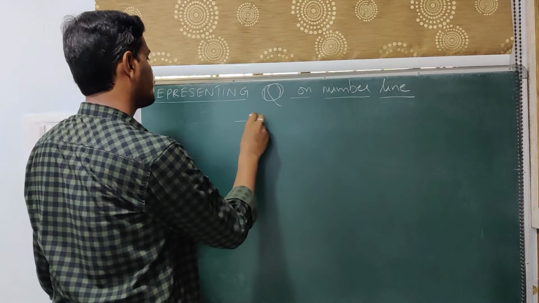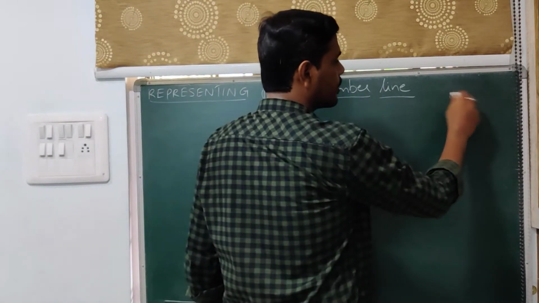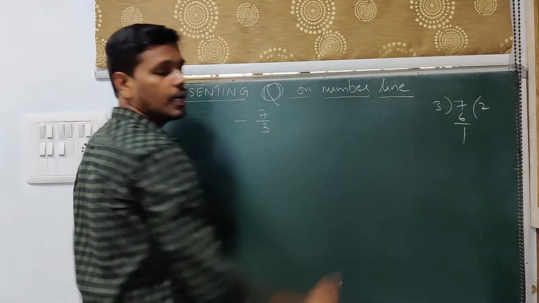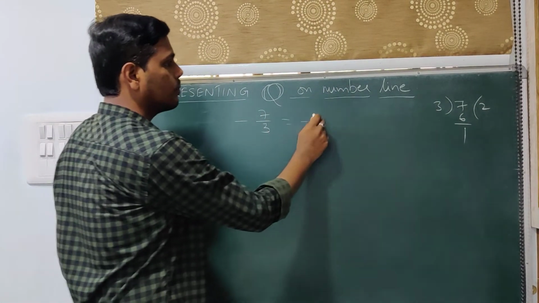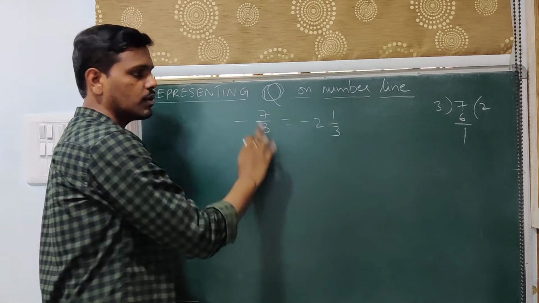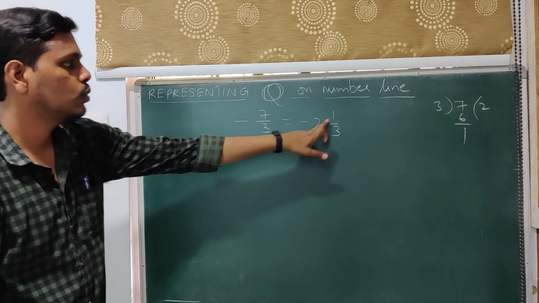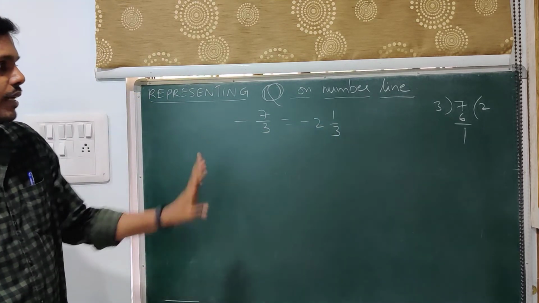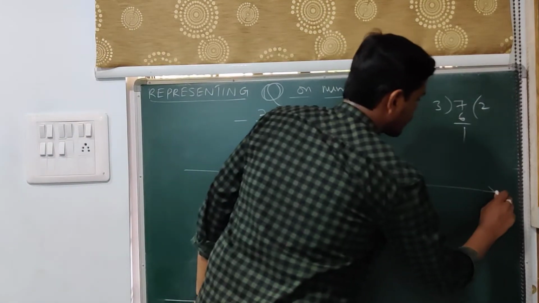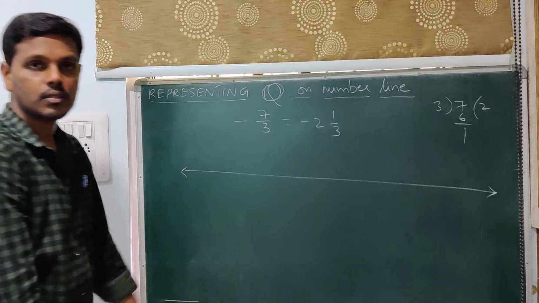Suppose minus 7 by 3. Divided, what do you get? 3 2s are 6, plus 1. So minus 2 1 by 3: 3 2s are 6, 6 plus 1 is 7, 7 by 3. So now this tells you that minus 2 1 by 3 lies between minus 2 and minus 3. Whatever you are doing on the right hand side, you are doing on the left hand side. There is no other difference.